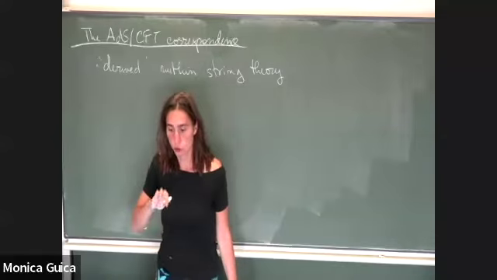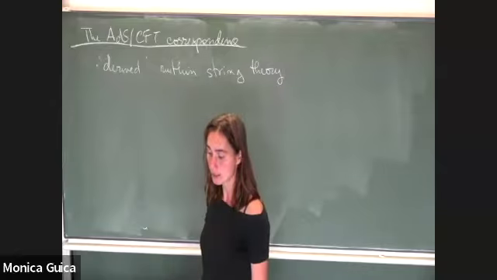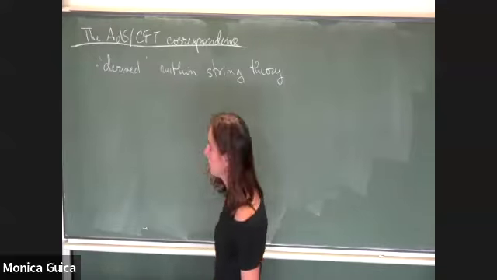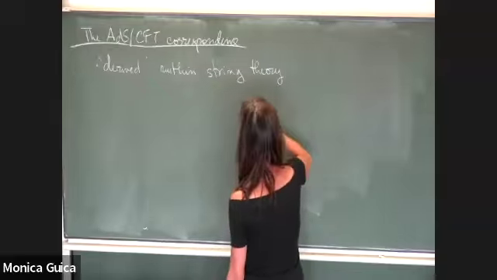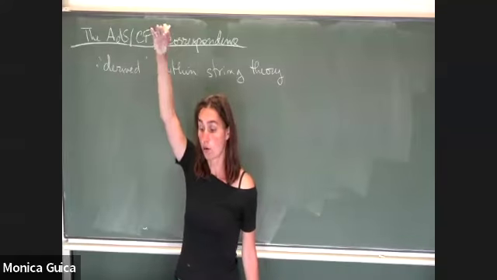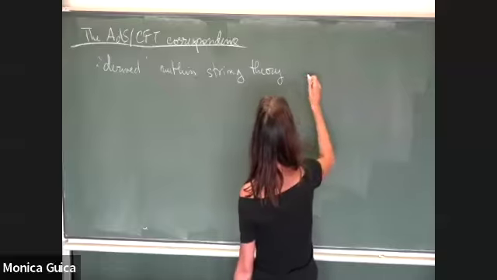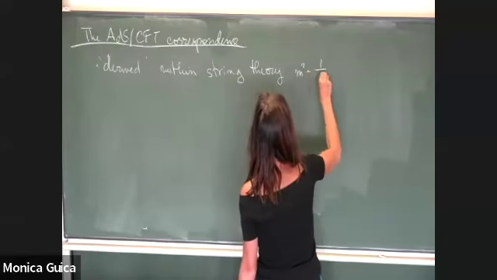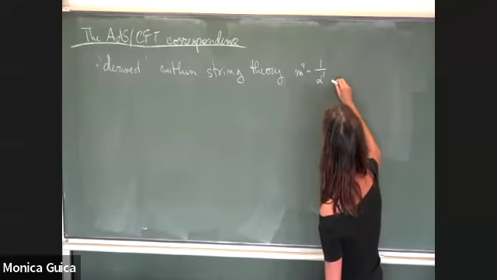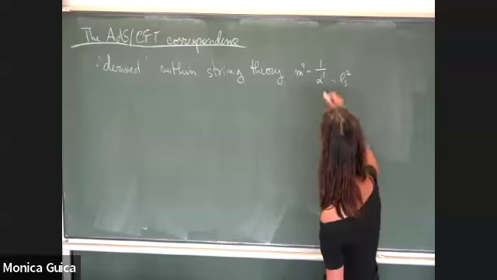These are strings that propagate in some ambient spacetime, which is normally called target space. In superstring theory, for it to make sense, the target space has to be 10-dimensional. And from the target space point of view, the vibrations of the string look like an infinite tower of particles of ever increasing masses in units of something called 1 over alpha prime. So alpha prime has units of length squared. It's sometimes called the string length squared.